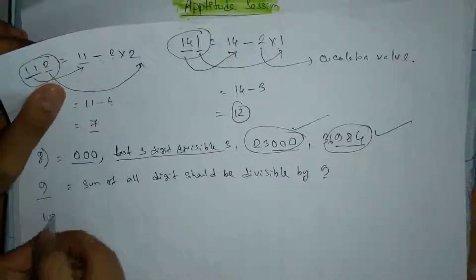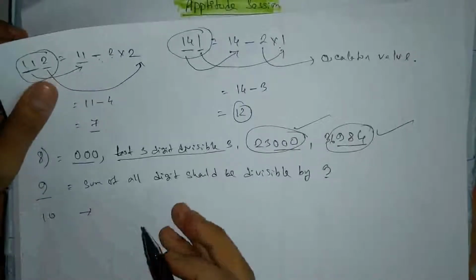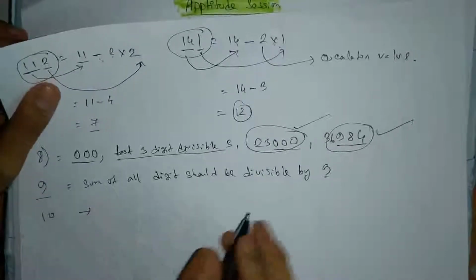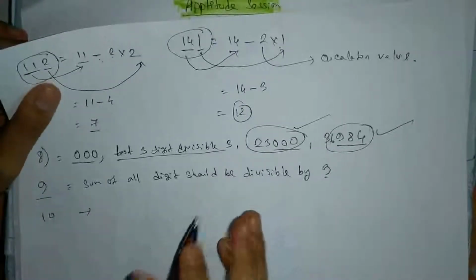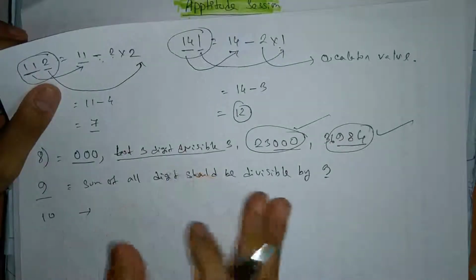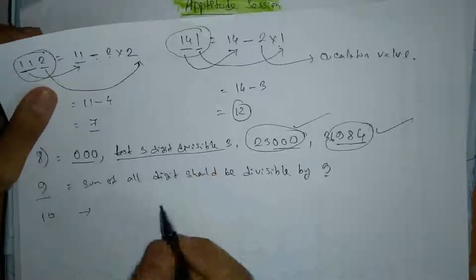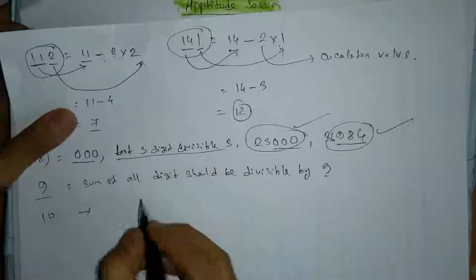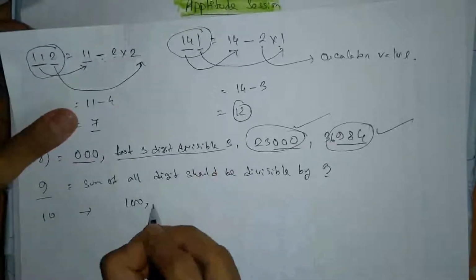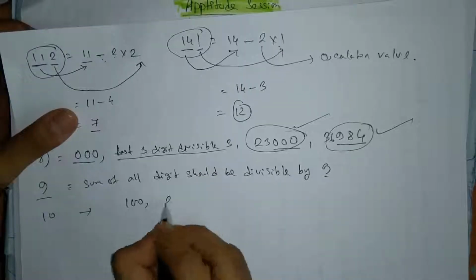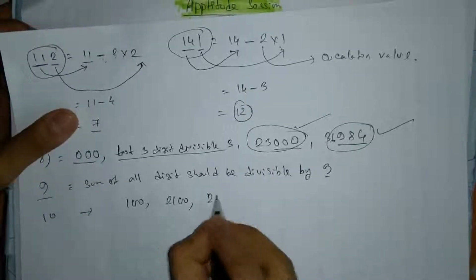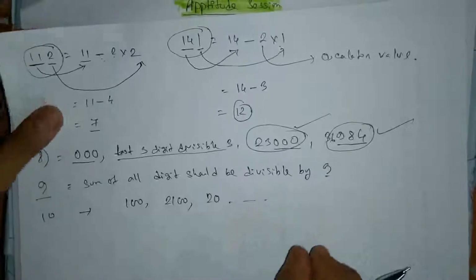10. 10 is very easy. If there is a 0 in the last digit of any number, then the number will be divisible by 10. Any number having a 0 in its last digit will be divisible by 10, like 100, 2100, 20, etc.